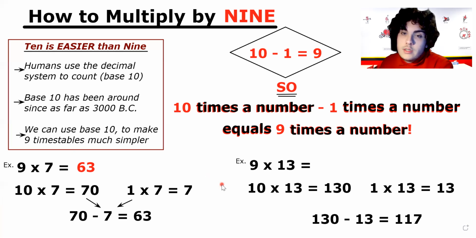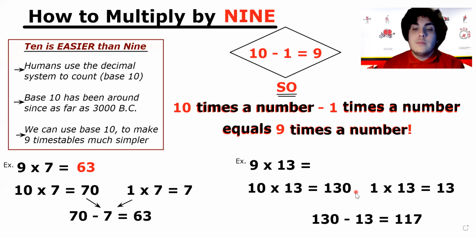10 times a number minus 1 times a number. So 10 times 13 is equal to 130. Once again, you just add a 0 at the end of 13 to get your answer. And 1 times 13, that is 13. Once again, the number doesn't change. All right? So we subtract those numbers.